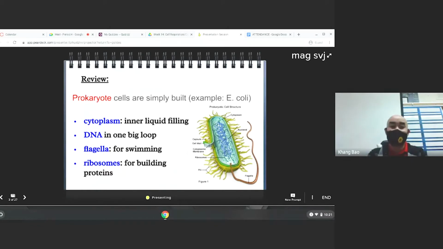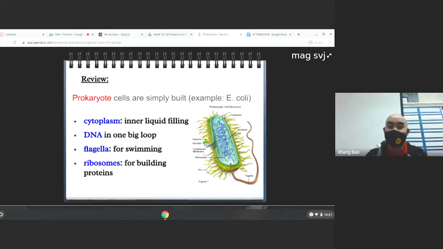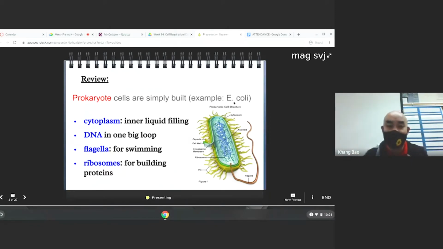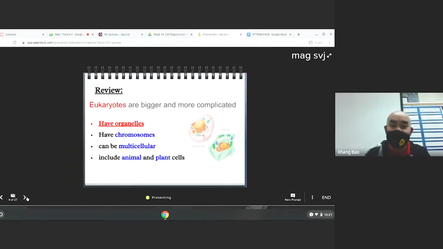And then we said prokaryotes are very simple. Bacteria would be an example of prokaryote. They don't have a nucleus. They do have DNA. They do have genetic information, but their genetic information is just flowing around inside the cell like this, right? They're just flowing around. They're not compacted like eukaryote.